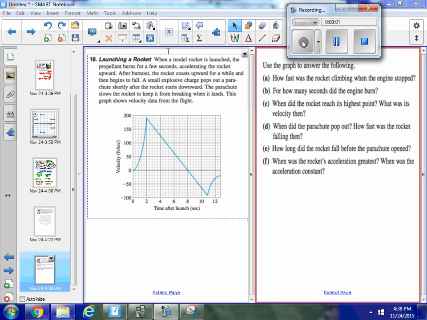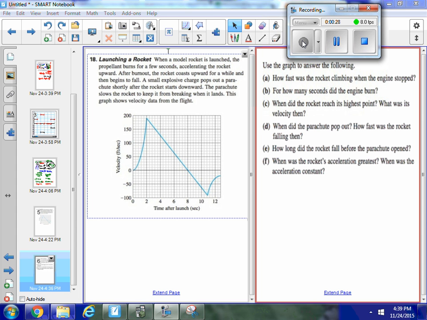Let's use this graph to answer some questions. So this is a rocket that was shot up into the air. It says the propellant burns for a few seconds, accelerates the rocket upward, and then after the fuel burns out, the rocket coasts upward for a while, then begins to fall. Then a small explosive charge pops out, and a parachute breaks the fall of the rocket.